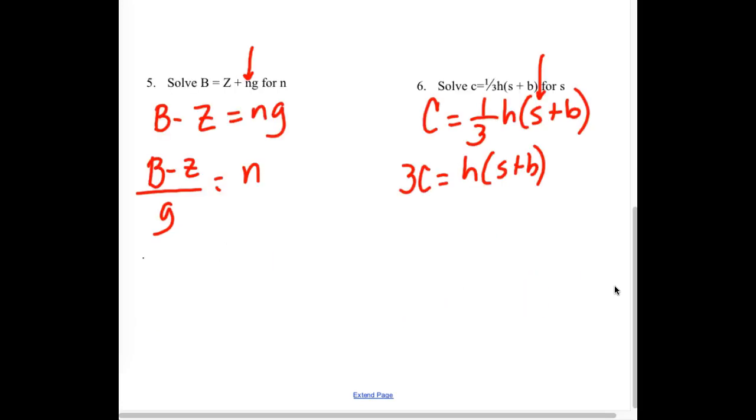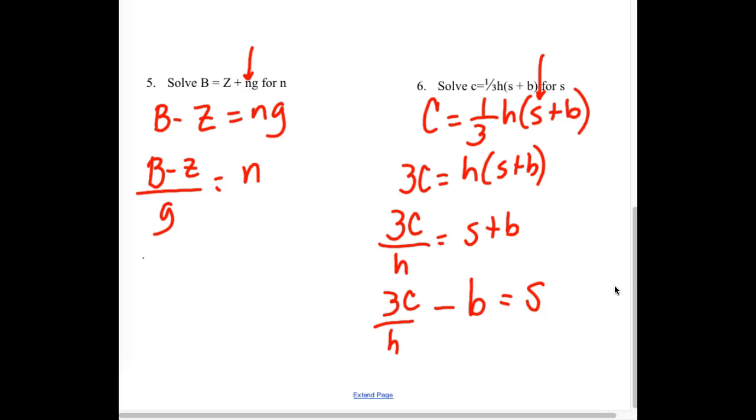Okay, then we can divide the h to the other side. And now, because I've gotten rid of everything that was in front that required me to have parentheses, I don't need them anymore. All right, and now I'm able to separate the s and the b. So to get s by itself, we would have to do what? Subtract the b. So we have this 3c being divided by h, and then we're going to subtract a b to get s.